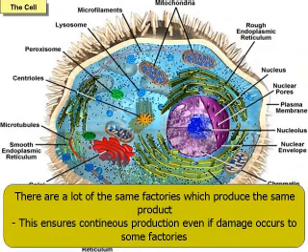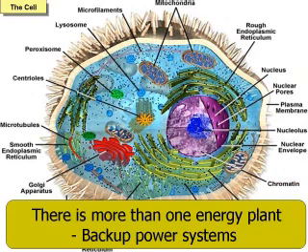Also about the cell, in the cell there are energy plants, but there is more than one energy plant, which is a backup power system. So Allah teaches us that in a factory you should have backup systems and electrical generators, such that if something is damaged, the other can take its place. Also, if there is a need to increase production, the other power generators can start and help in that process.